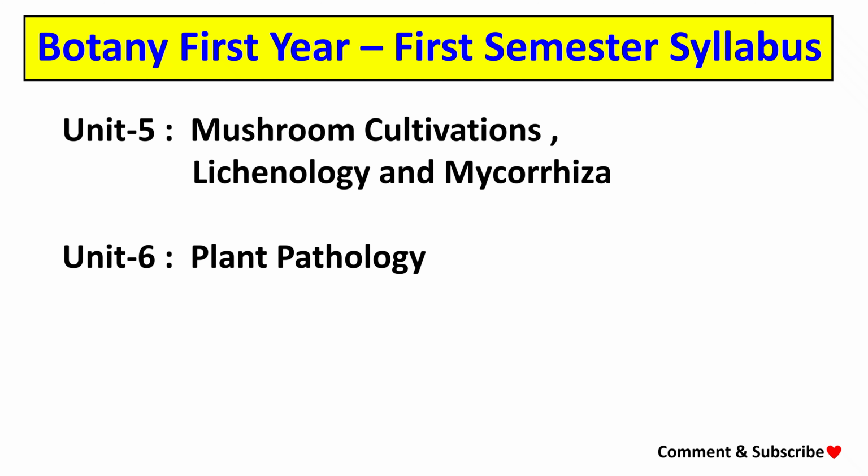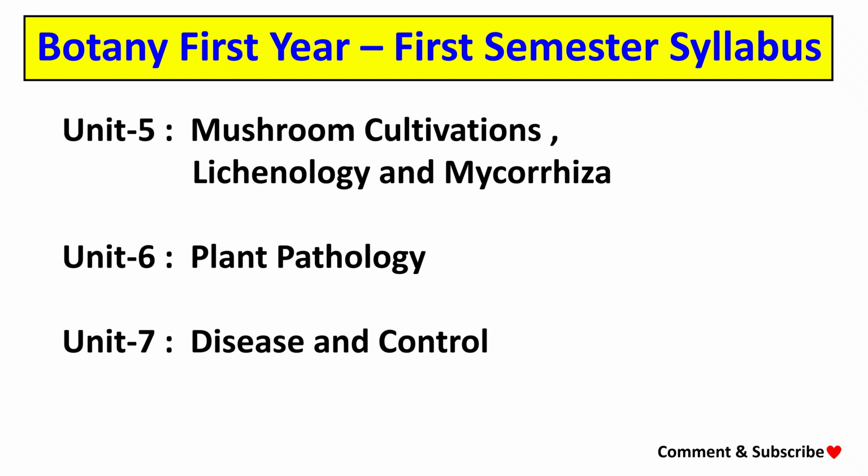Unit 7, Disease and Control. Now that we know about plant diseases, in Unit 7, we focus on how to control or prevent them. This includes natural, chemical, and modern biotechnological methods used to protect crops.